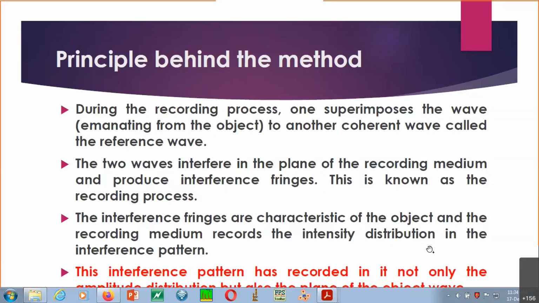Just 1 minute, let me go through that. In that plane, you see the way the two waves interfere in the plane of the recording medium. So in the recording medium, both of these are going to interfere, and that interference pattern records intensity, I mean amplitude, as well as the phase component also. So if they are recording the plane also, that means they can record the 3D component, the depth part basically. So the same thing, I have summarized all three processes, whatever you see step wise, in the last one.